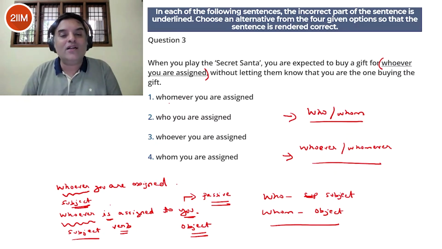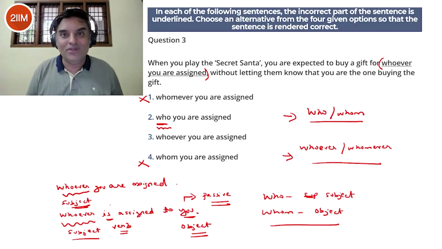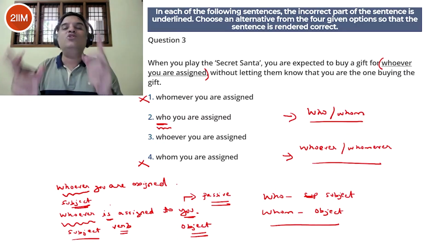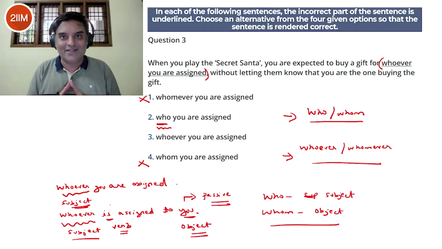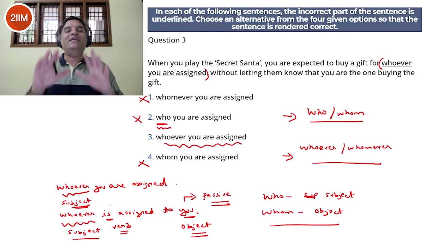Okay, so quickly one will go away because that's whomever. We're not talking about object here. Whom is also gone because we're not talking about object. It is between who or whoever. Now, who is wrong because who is used in direct questions. Who are you? Right? In direct questions, we use who. In this case, using who will be wrong. There's no question here. Okay, so therefore we will not use who. Whoever you are assigned is absolutely correct. That means there is no error in this sentence.